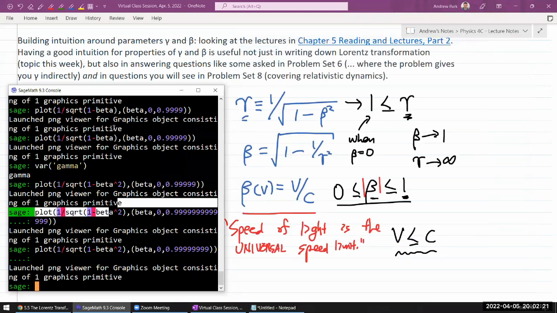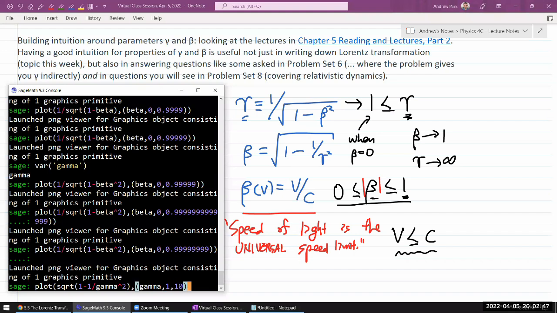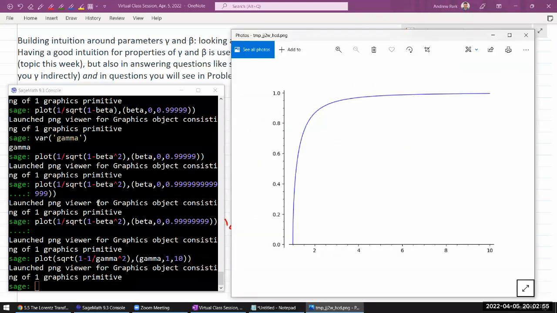So note that missing square from previous results. But in terms of the qualitative behavior, that square doesn't actually matter that much. Let me plot beta as a function of gamma. So beta as a function of gamma goes as square root of 1 minus 1 over gamma squared. And this is where I have to be careful: gamma starts from 1. And let's say gamma equals 10. That's actually quite relativistic, where there's a factor of 10 time dilation or length contraction. This is the behavior you see.